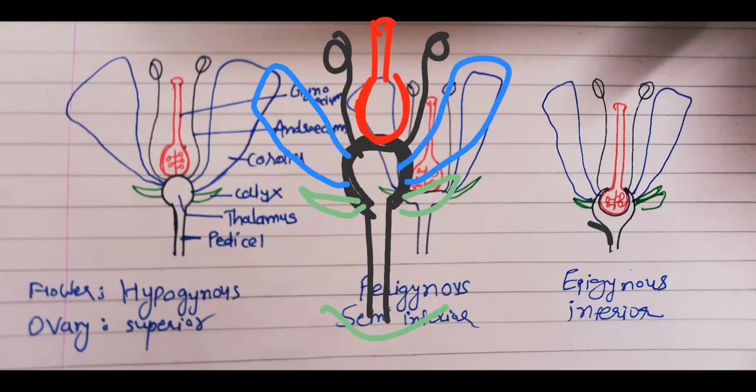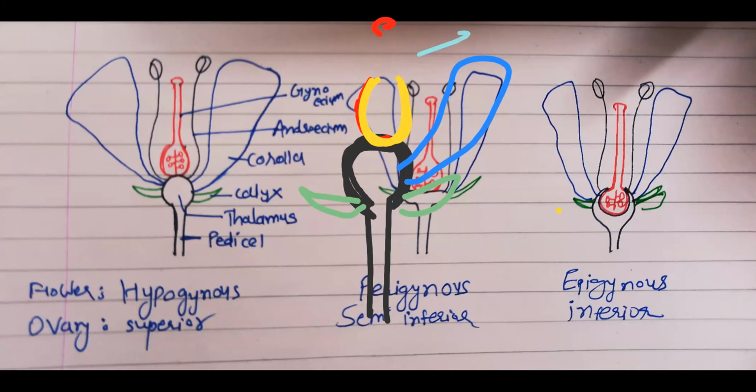On the basis of arrangement, which one occupies the highest position out of these four? Correct, gynoecium. In the gynoecium, particularly, we call the main part the ovary, this one over here. So that's why we can say that the ovary is superior. Ovary is superior, thalamus dome shaped. And if the ovary is superior, this type of flower we call hypogynous flower.